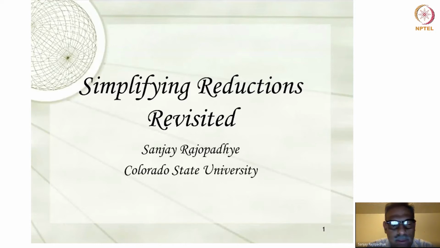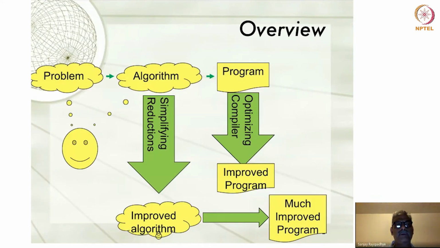So here is what simplifying reductions does. Normally, when you are working on a compiler, the human has a problem to solve. They come up with an algorithm to solve the problem. Then they write a program, and an optimizing compiler improves the program. And by that, the compiler can give you at best a constant factor improvement.